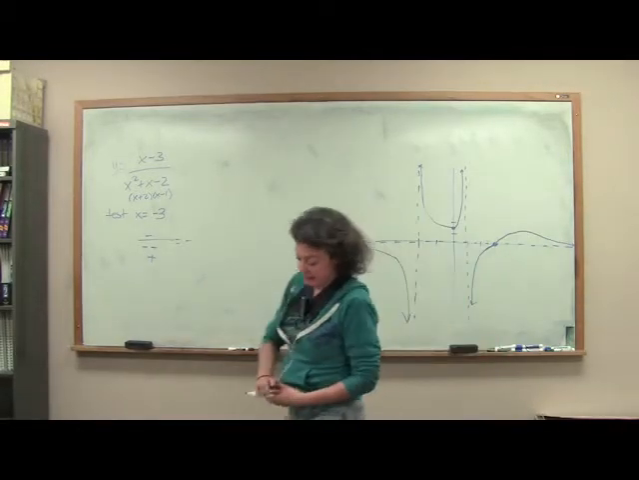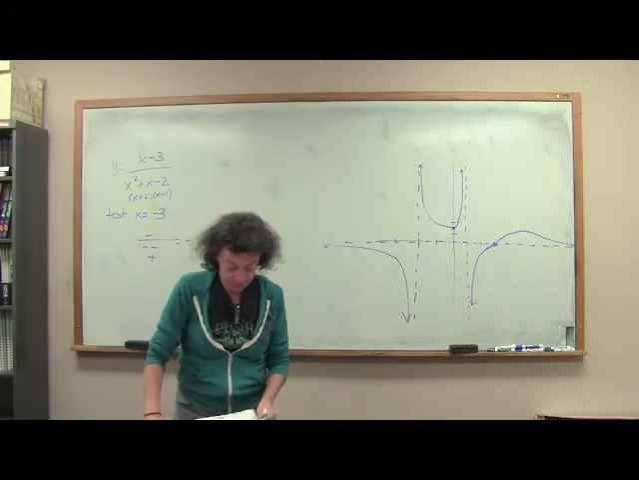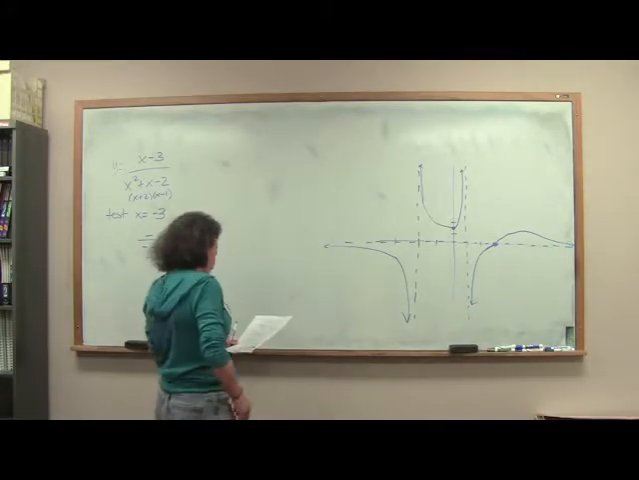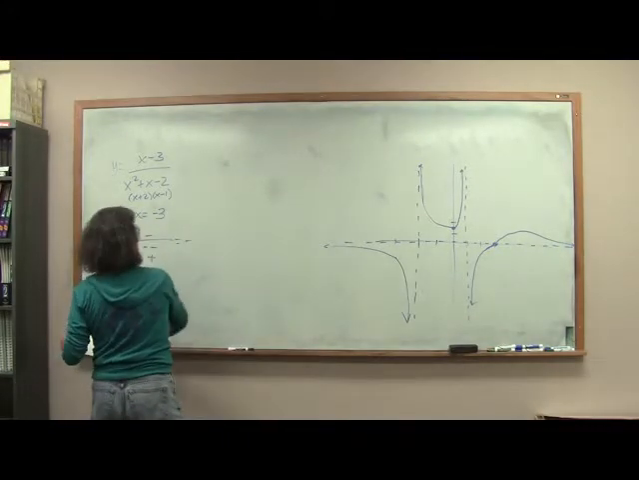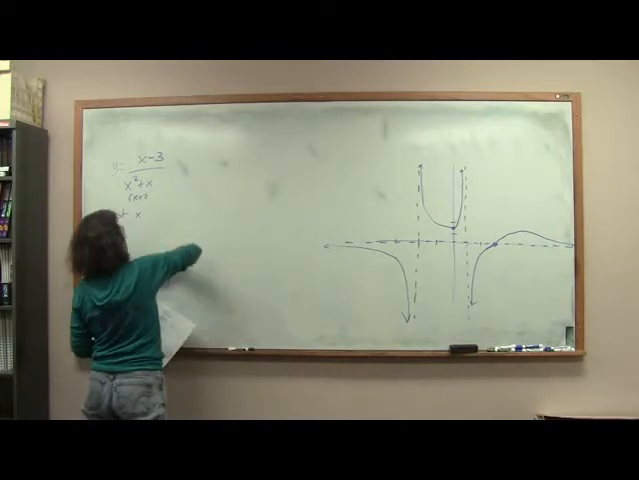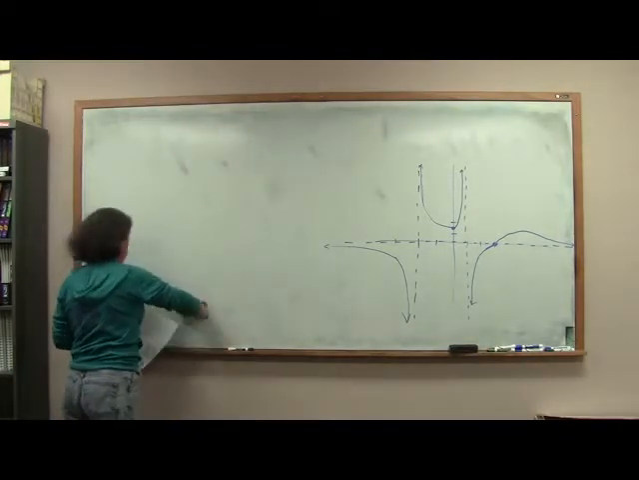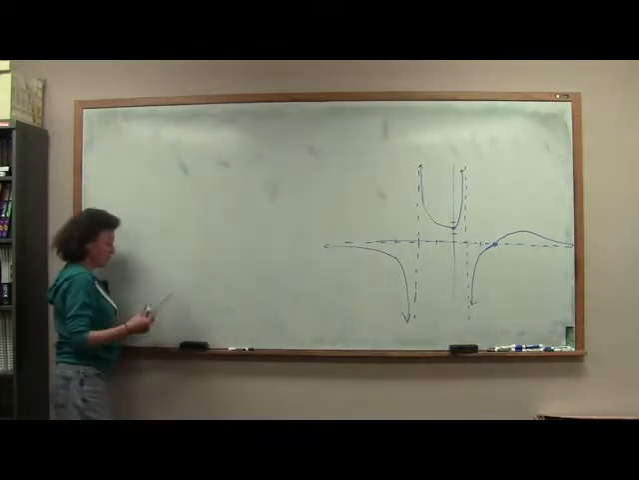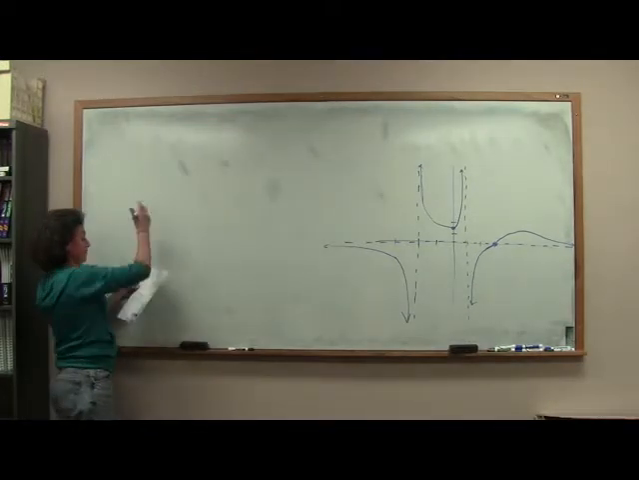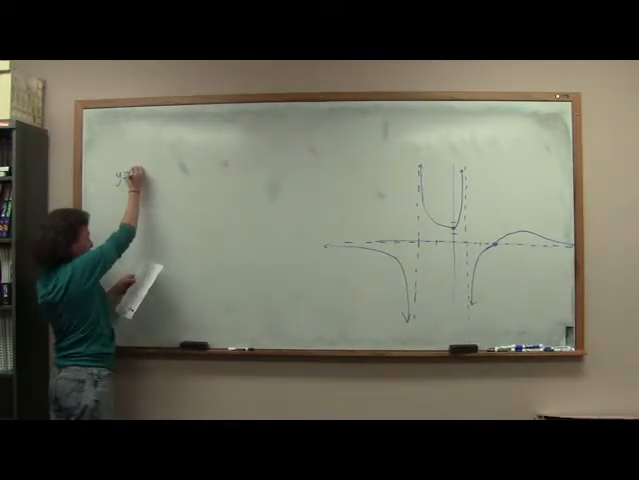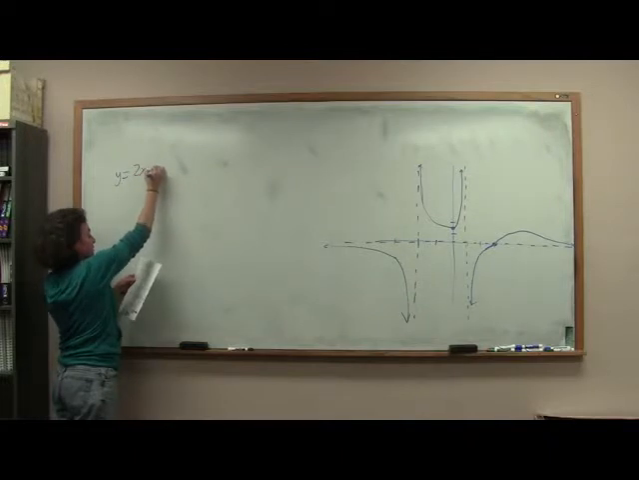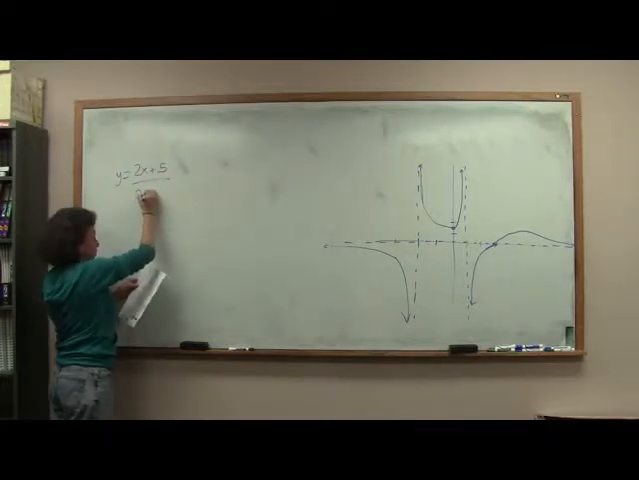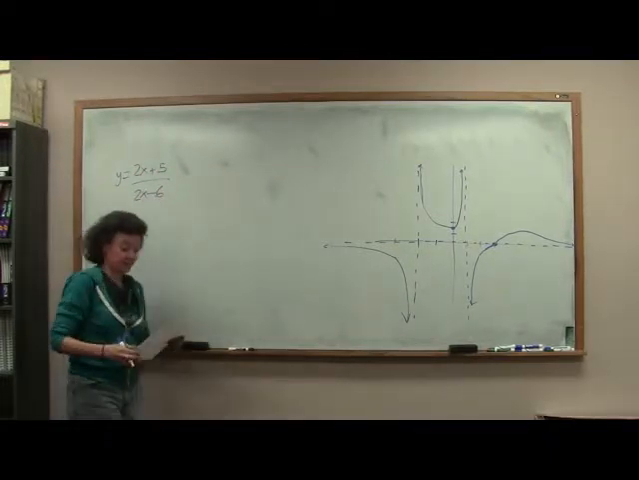All right, how about one more example here? And then don't worry, we'll go the other way as well. What if I have y equals (2x + 5) over (2x - 6)?